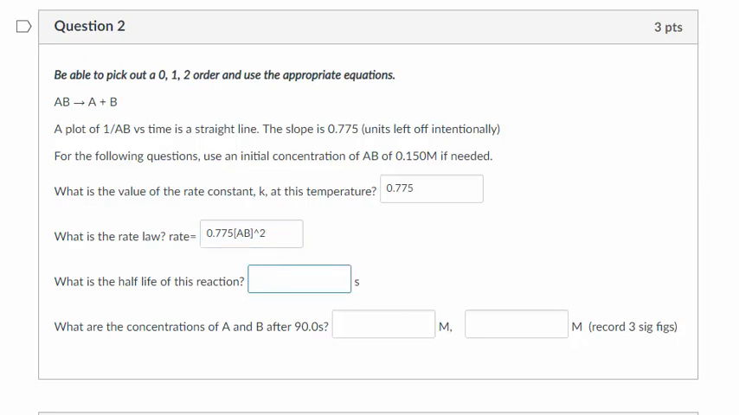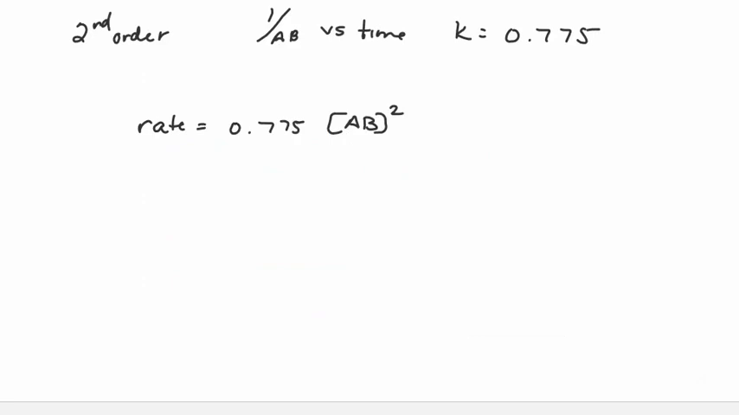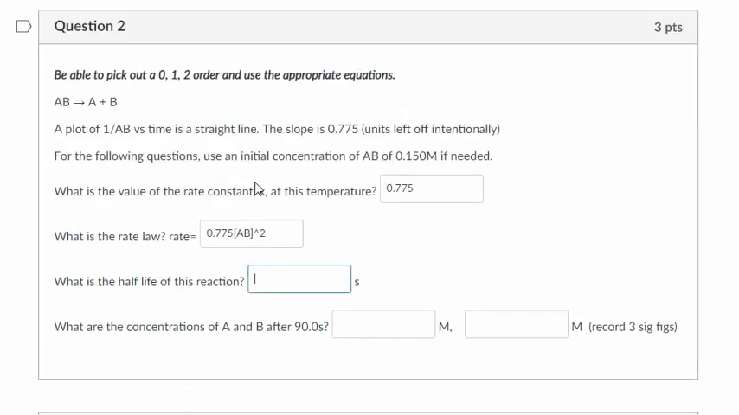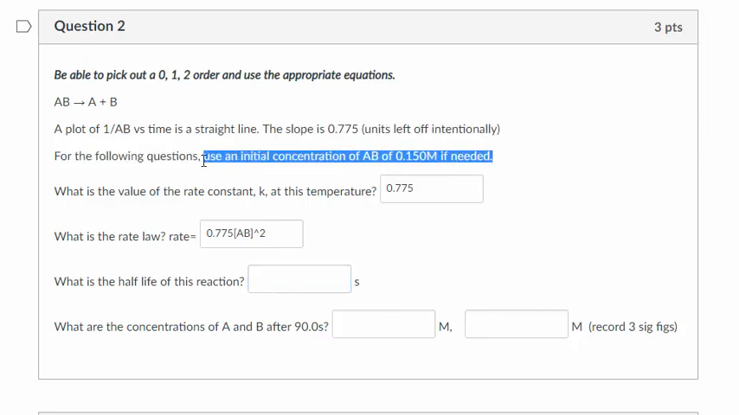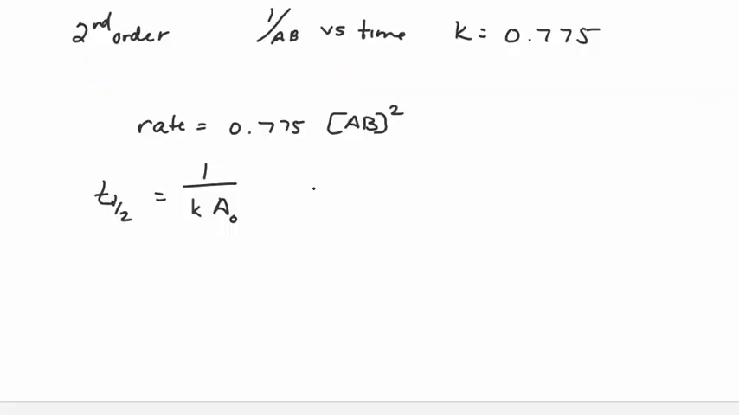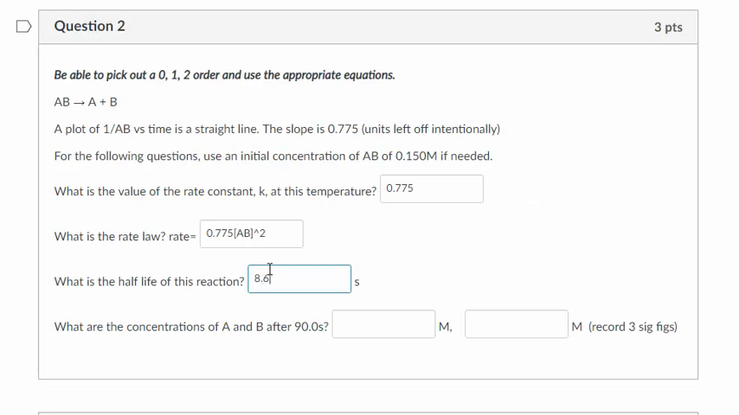So now we can calculate the half-life. Again, because it's second order, you need to know the half-life equation. T1/2 is going to be equal to 1 over K times the initial concentration. We were told to use an initial concentration of this if it's needed. So we're given our K value, 0.775. Our initial concentration is 0.150. That was given to us. So calculating this, you should get a half-life of about 8.60 seconds.